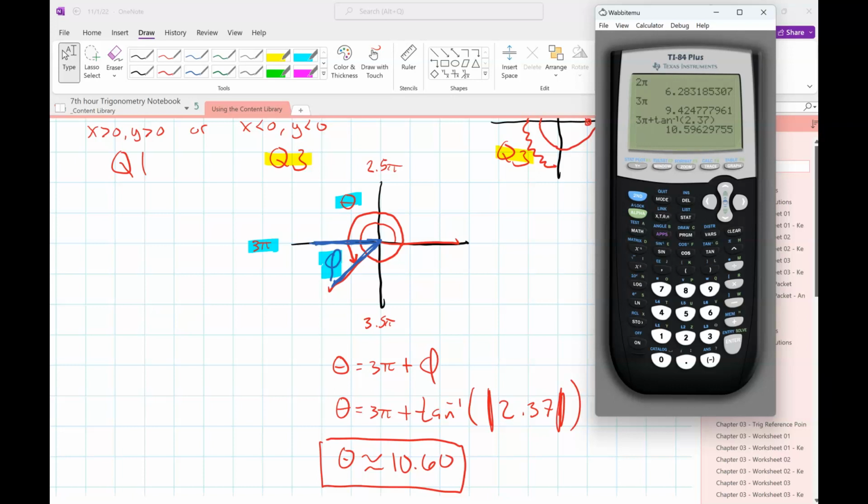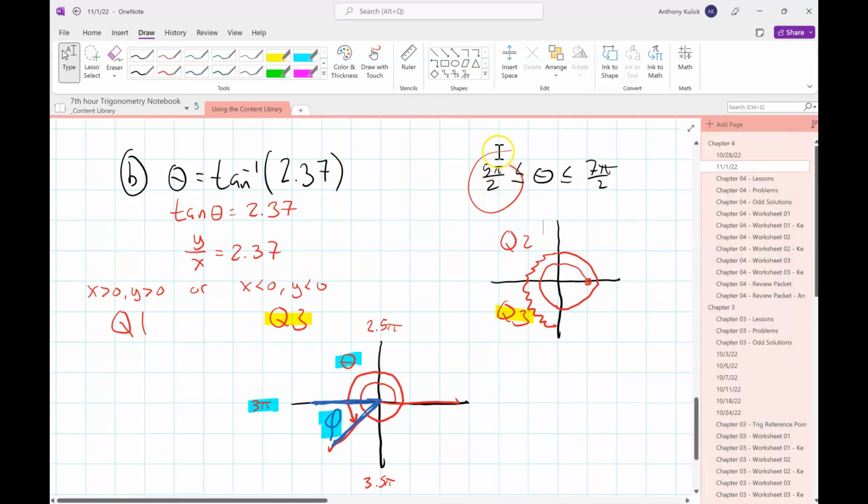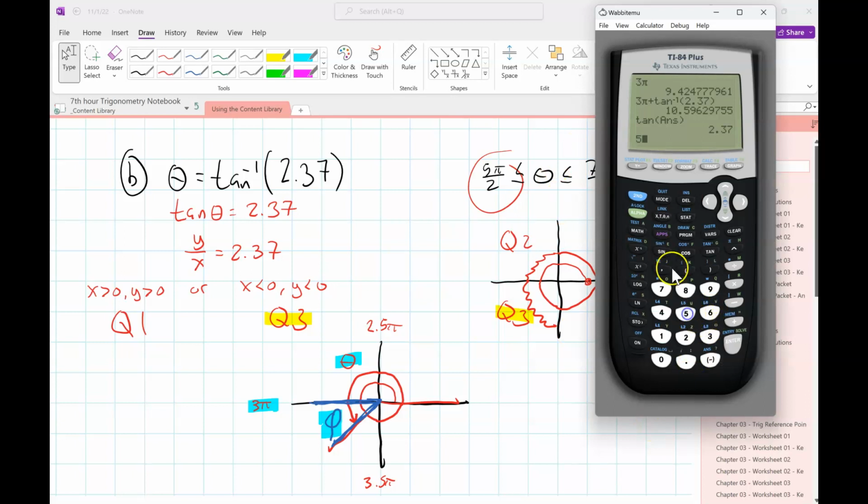So far, so good. Let's check this though, right? Do you remember how to check it? So if I go back up here, I want to make sure tangent of that angle gives me 237. So tangent of the answer gives me 237. That much is good. And that 1060 needs to be bigger than 5 pi over 2 and less than 7 pi over 2. So let me type both of those into my calculator here.